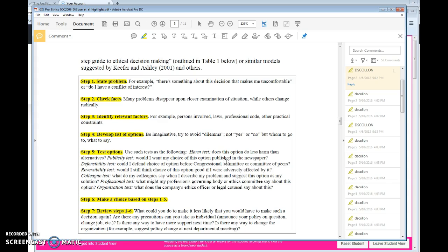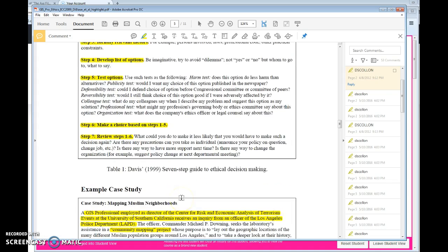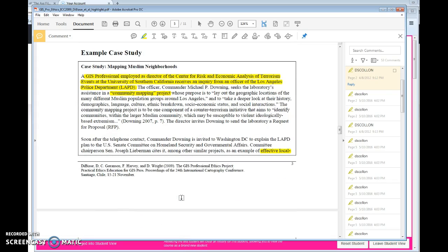And then test the options. And they highlight a series of tests, the harm test, the publicity test, the defensibility test, the reversibility test, colleague test, professional test, and organizational test. And then make a choice based on these first five steps, and then go back and review. So it's sort of an iterative process. All right, so let's take a look at their case study example.